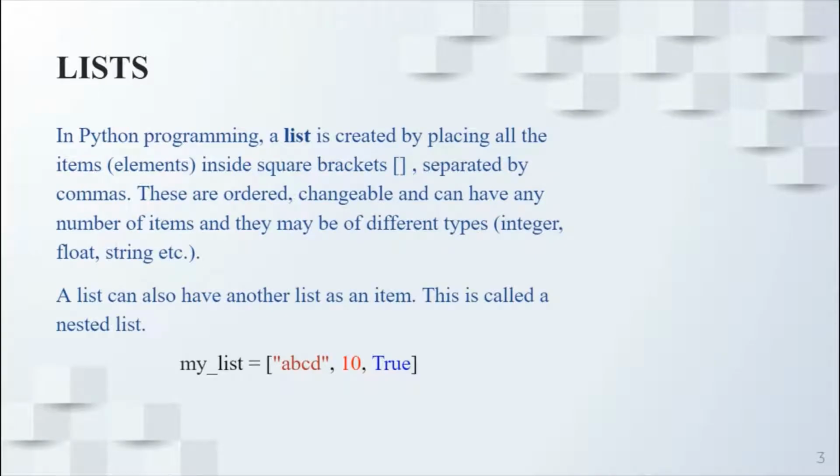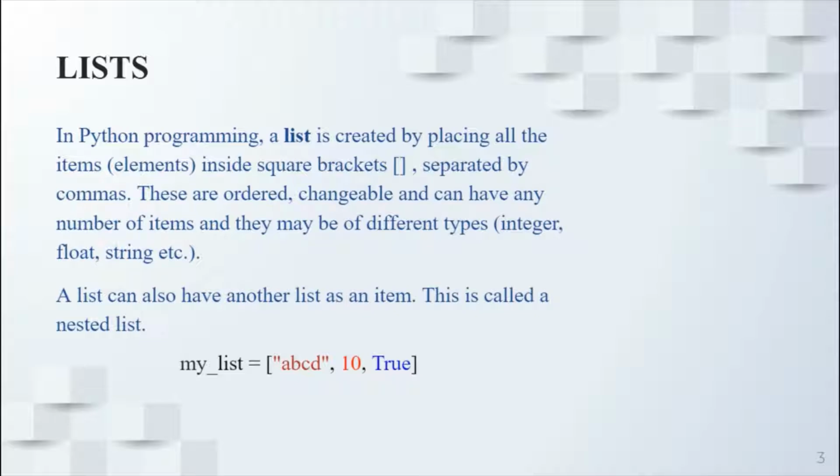So first we have lists. In Python programming, a list is created by placing all the elements or items inside square brackets separated by commas. These are ordered, changeable, and can have any number of items, and they may be of different data types, that is integer, float, strings, etc.